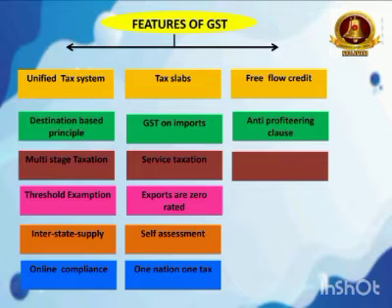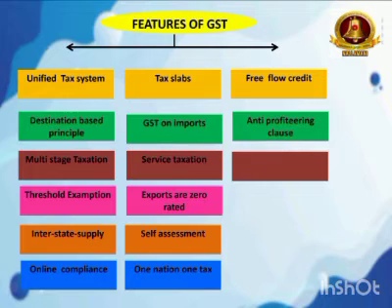The fifth point is dual GST. GST is a dual GST with the center and the state simultaneously levying it on a common base. The GST levied by the central government shall be central GST, CGST, and the GST levied by the state shall be state GST, SGST. Union territories without legislature levy union territory GST. It means UTGST.